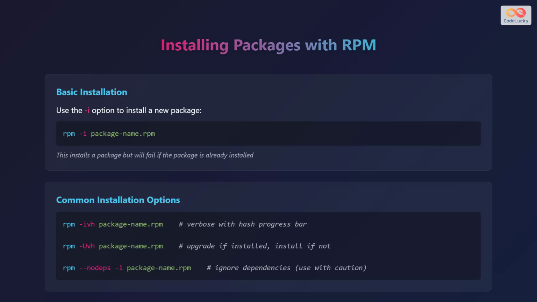Here are some common installation options. rpm -ivh packagename.rpm is used for verbose output with a hash progress bar. rpm -Uvh packagename.rpm is used to upgrade if the package is already installed, otherwise it will install the package. You can also use rpm --nodeps -i packagename.rpm to ignore any dependencies. Please use this option with caution as it might break the package installation.